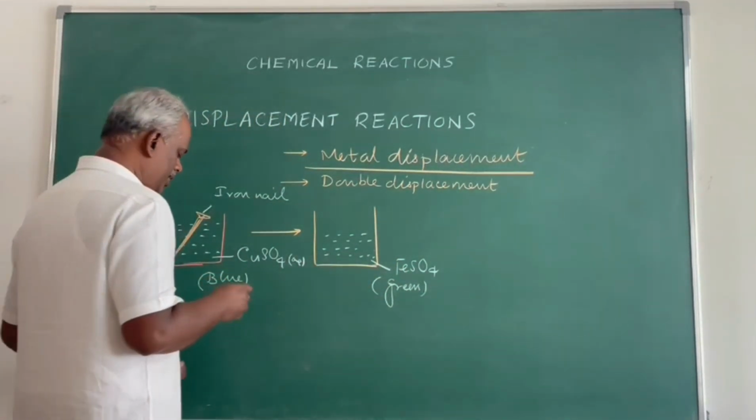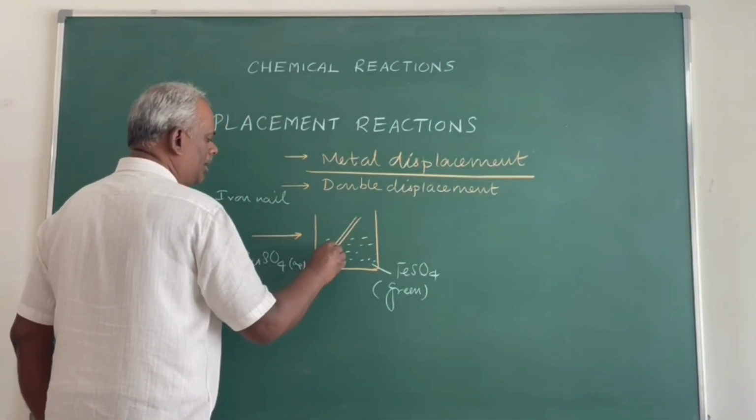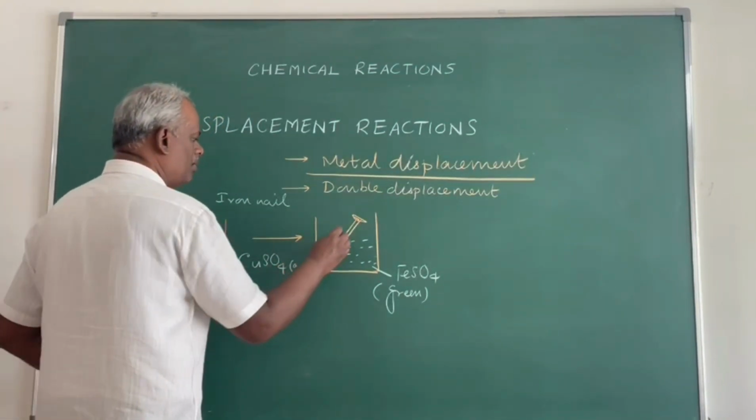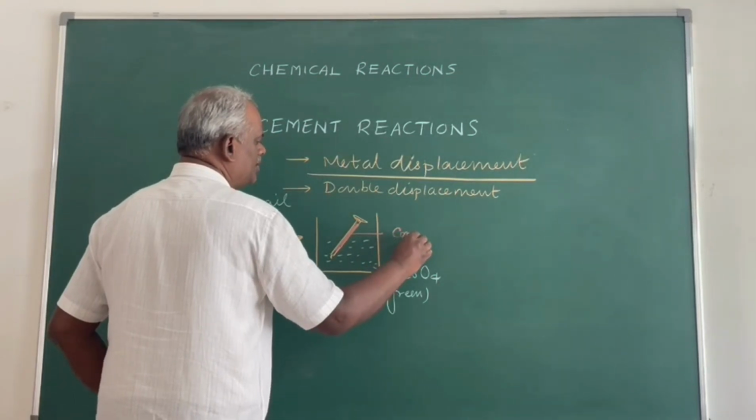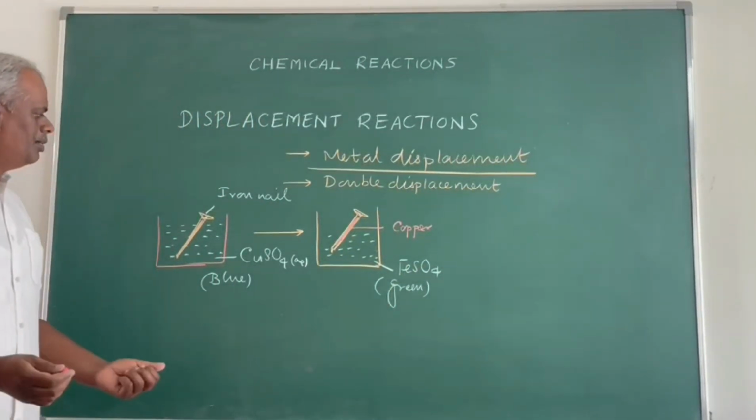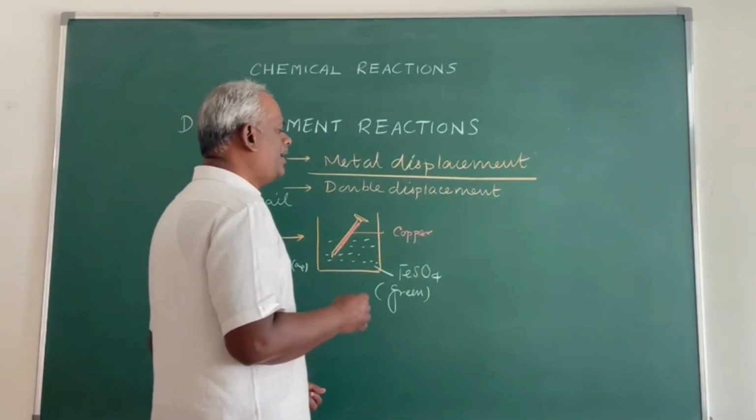The color of the solution is turning into green. And what about this nail? On the surface of the iron nail, yes, we can see the deposition of copper. The copper is deposited on the upper surface of the nail. How is it possible and why? This is the reason behind that.